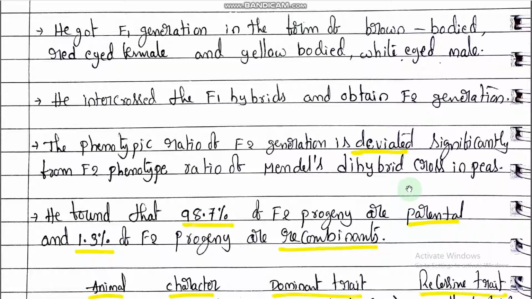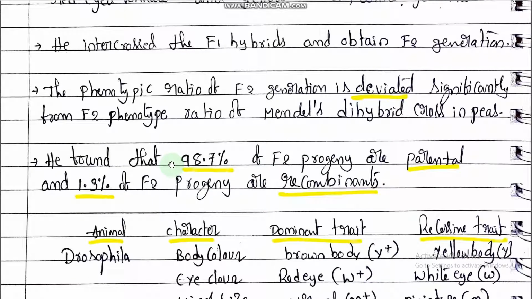But whatever result Morgan got here is different from Mendel's dihybrid cross, right? In the F2 generation, the ratio is different. Whatever cross he took as per Mendel, there are different types of characters, one dominant, one recessive. Again F1 crossed, procedure same but result is different. Morgan found that 98.7% of F2 progeny are parental and 1.3% of F2 progeny are recombinants.